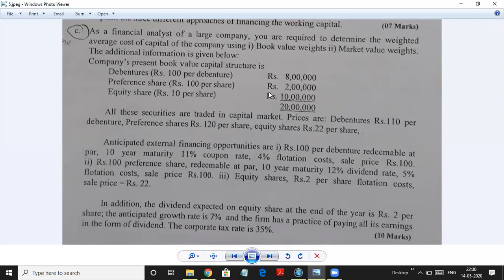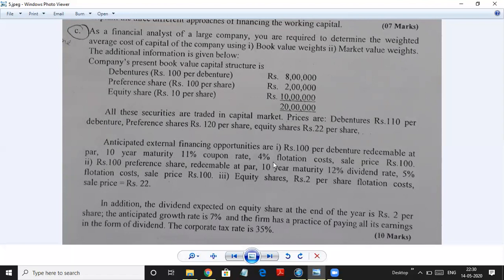So we basically find the other information. All these securities are traded in the capital market. They've given you the market prices: debentures 110, preference 120, and equity 22. Anticipated external financing opportunities is another part of information. Rupees 100 per debenture redeemable at 10 years, 11% coupon rate. Coupon rate is nothing but interest rate. We call interest as coupon also.